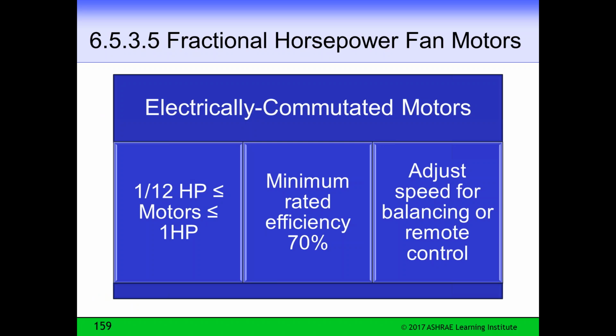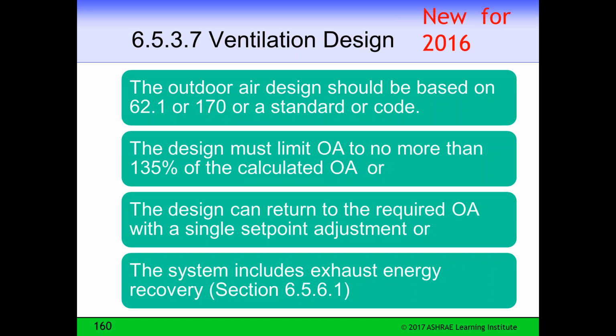Fractional horsepower fan motors, ECM motors. We require ECM motors between 1/12 horsepower and less than 1 horsepower, or a standard motor whose minimum rated efficiency is greater than 70%. And we can use that electronically commutated motor to adjust speed for balancing or for remote control, since they come with automatic adjustable speed.